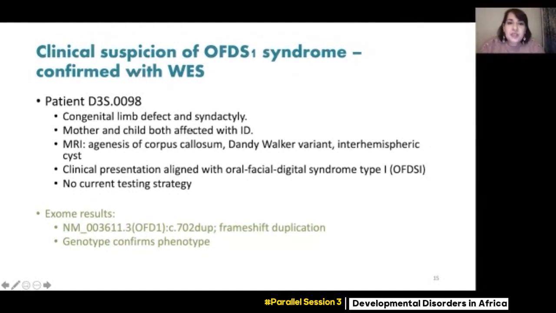Our clinical team suggested that the clinical presentation aligned with oral-facial-digital syndrome type 1, and this diagnosis was actually confirmed by the exome sequencing, which of course presented a service that we were not able to offer previously to these patients. We're hoping to confirm a diagnosis in the mother in future, as we know that adults with idiopathic intellectual disability oftentimes have not had genetic testing done, as is also the case here.